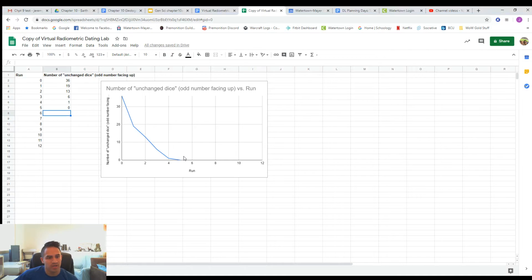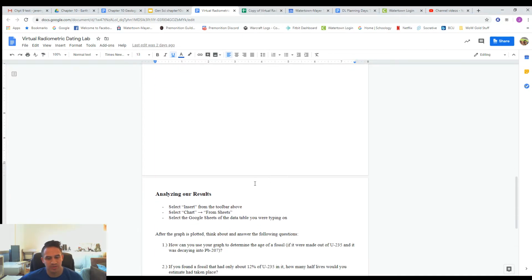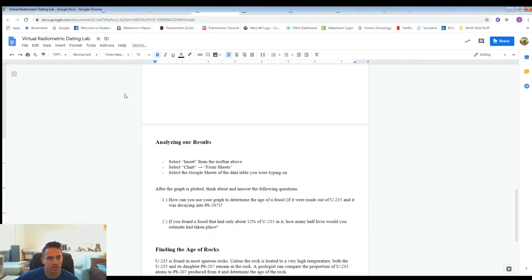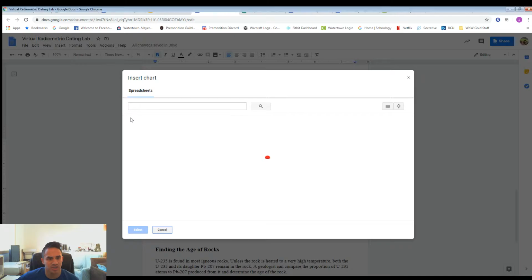We're going to go back to our virtual radiometric dating lab and take that data table that we just made and put it inside our Google Doc. There are instructions here on how to do that, but I'm going to show you anyway. It says select insert from the toolbar above, so we select insert. Then select chart, so go down to chart, and choose From Sheets.